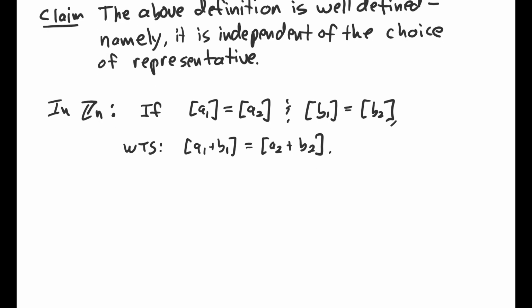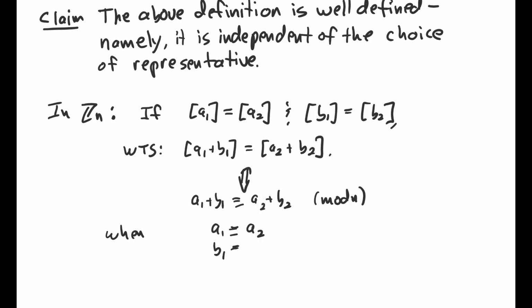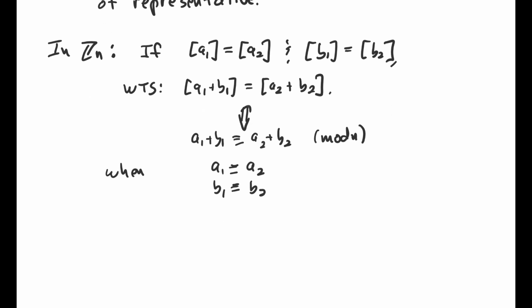This is, of course, equivalent to showing that A1 plus B1 is congruent to A2 plus B2 mod n when A1 is congruent to A2 and B1 is congruent to B2. But this was exactly what we checked back in Lemma 116. So that's it. The argument for multiplication is exactly the same, and that'll finish the section.